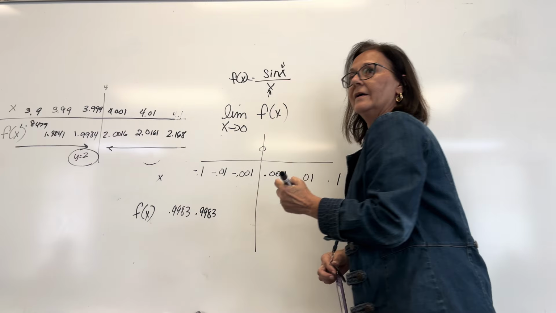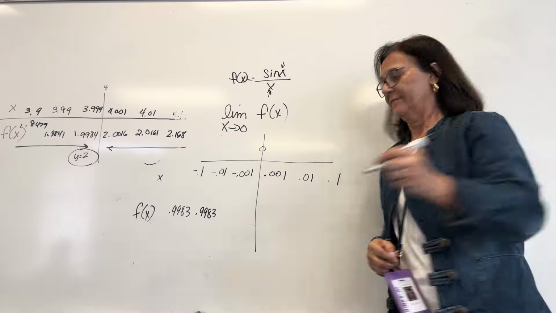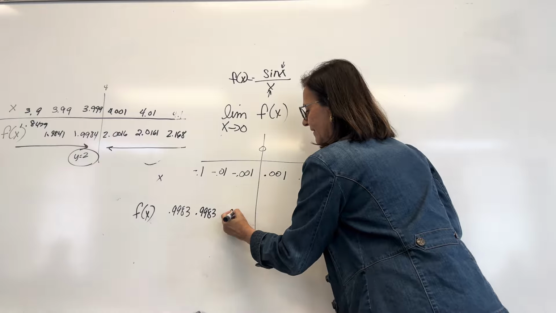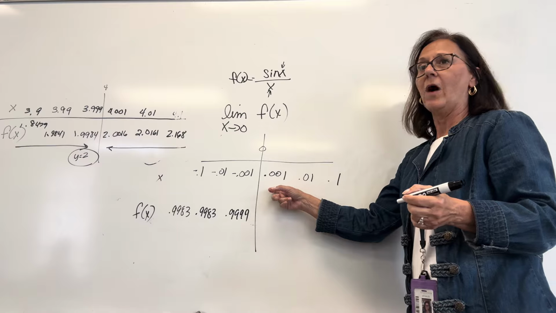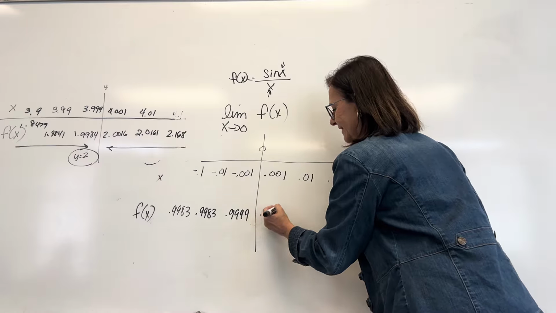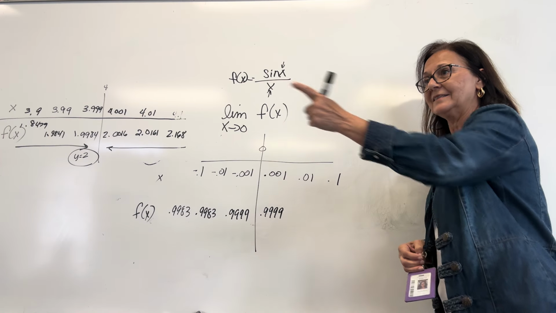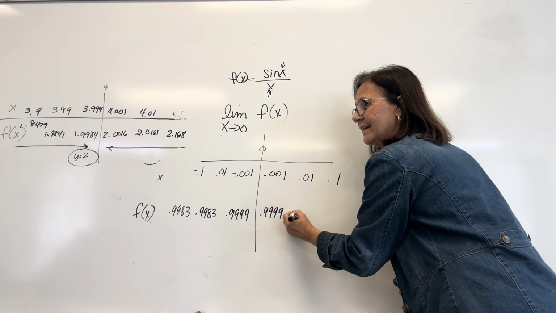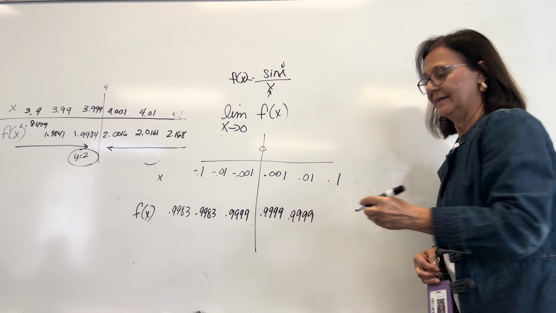0.9983. Okay. Who has negative 0.001? 0.999999. There we go. Who has 0.001? Me. What is it? 0.9999. It goes on and on. Okay. Who has 0.01? It was 0.9999. Okay. Who has 0.1? Yep. 0.9983.